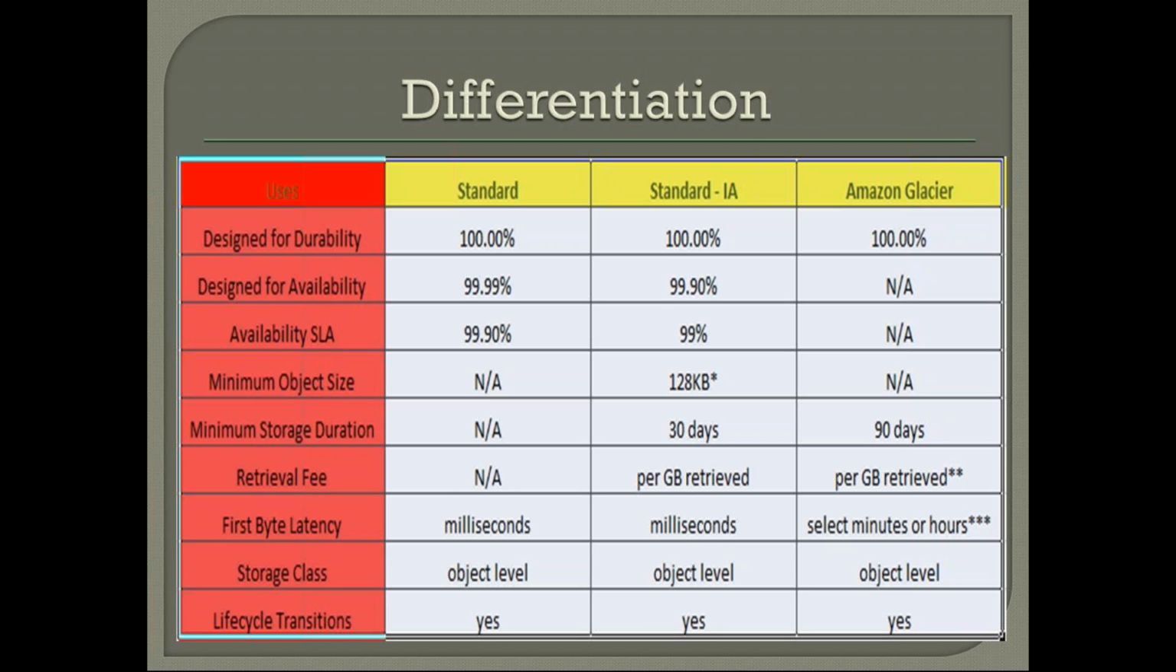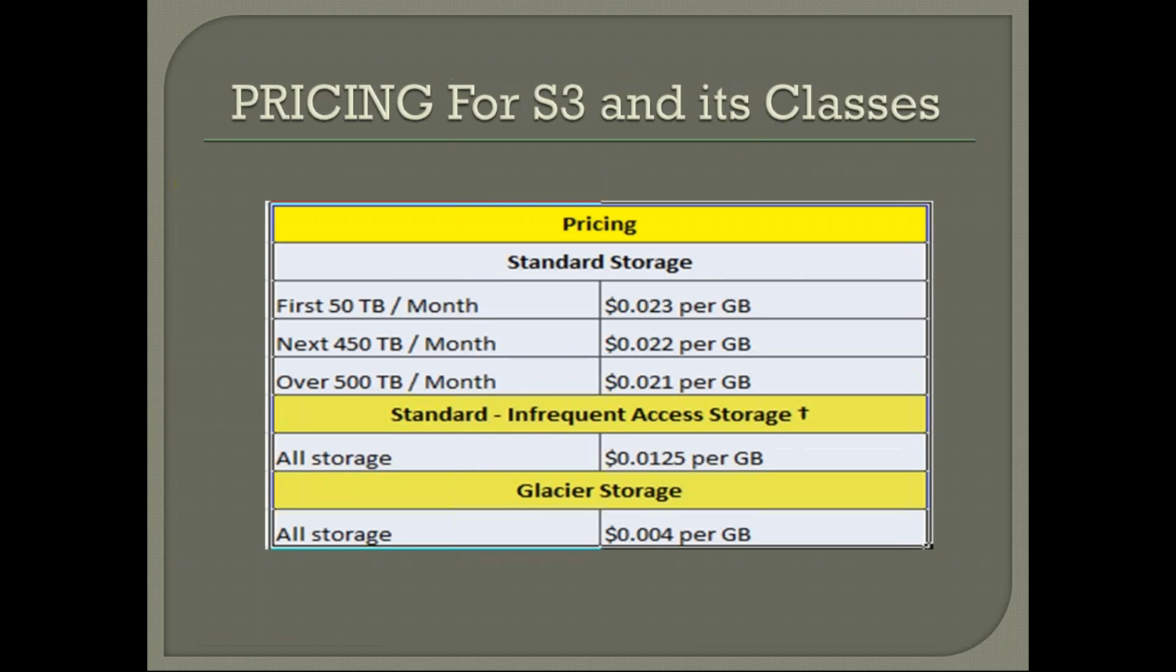The storage classes, all the three are object level storage. So standard is also object level storage, standard infrequently accessed is also object level storage, and Amazon Glacier is also an object level storage. So what are these lifecycle transitions or lifecycle policies that you can enable? As I said, if you want to migrate the data from standard to standard infrequently accessed, you can migrate using a policy. The same can be done from standard infrequently accessed to Amazon Glacier using the lifecycle management policy. So that's what they are mentioning here.